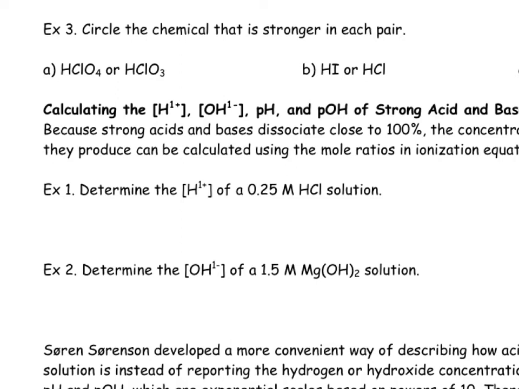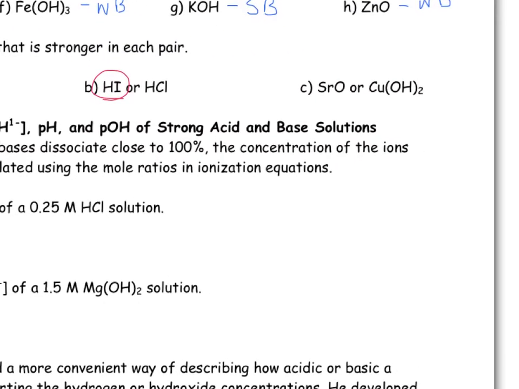Example 3. Circle the chemical that is stronger in each pair. For A, because HClO4 has more oxygens, it is stronger. For B, because I is lower than Cl in the periodic table, HI is a stronger acid. And for C, Sr is in group 2, meaning strontium oxide is a strong base, where copper is a transition metal, so it would be a weak base.